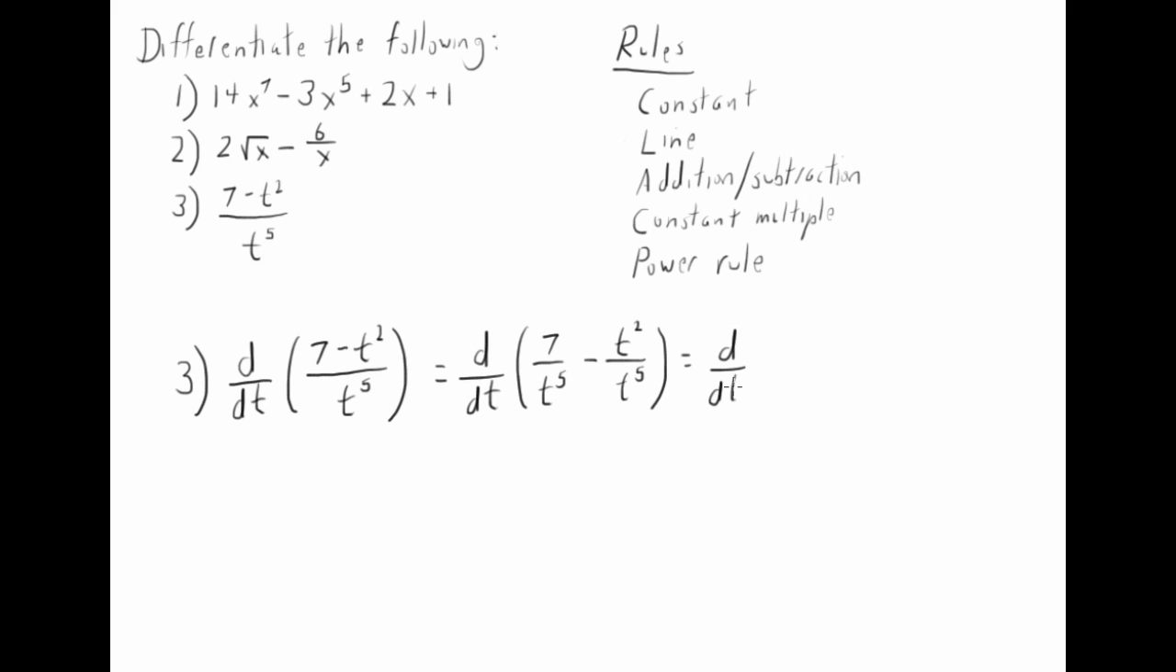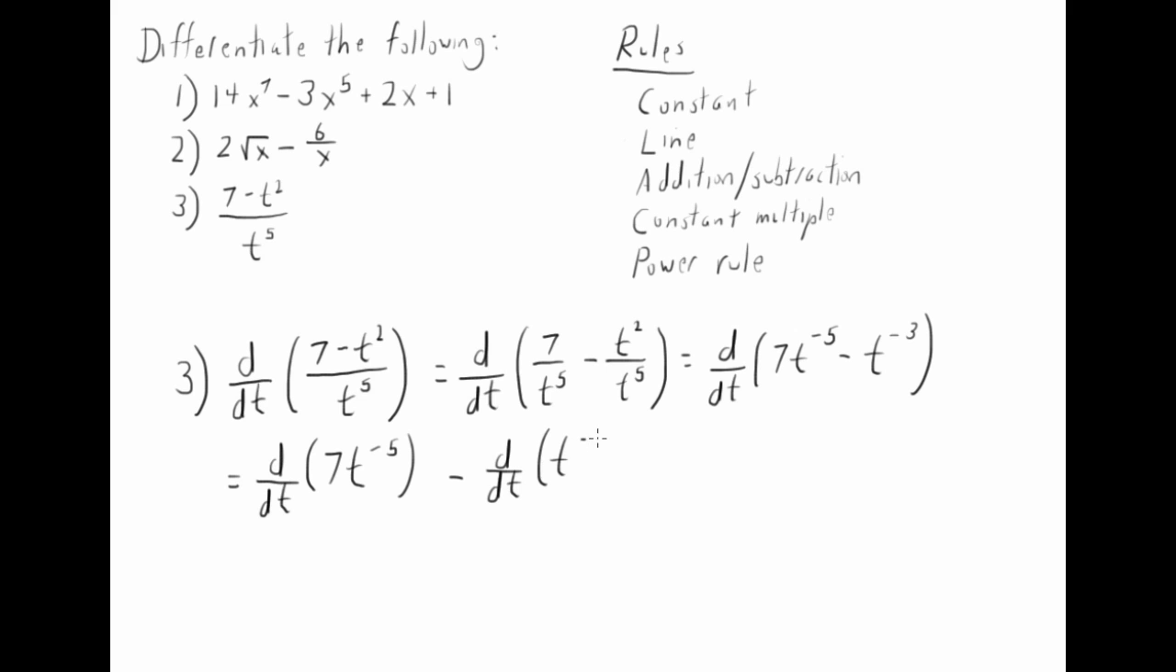That is d/dt of 7 times t to the -5th power. Great, now I can use the power rule. Let me see, when these things cancel, I'm going to be left with t cubed on the bottom, so that's going to be minus t to the -3. All right, time to split it up. d/dt of 7t to the -5 minus d/dt of t to the -3. Pull out that 7. 7 d/dt of t to the -5 minus, this stays the same, d/dt of t to the -3.